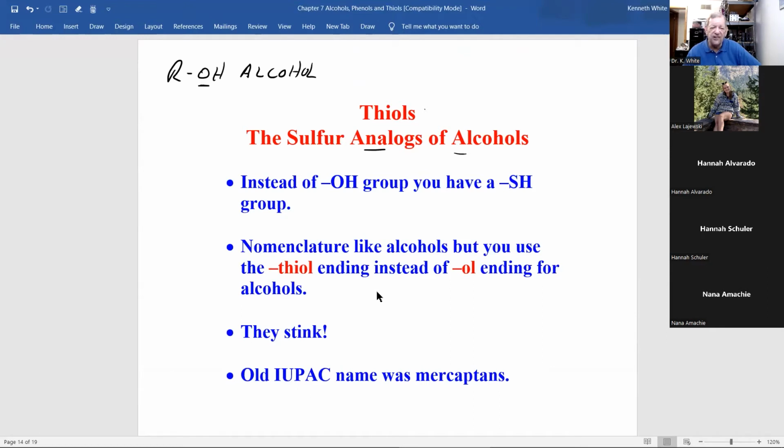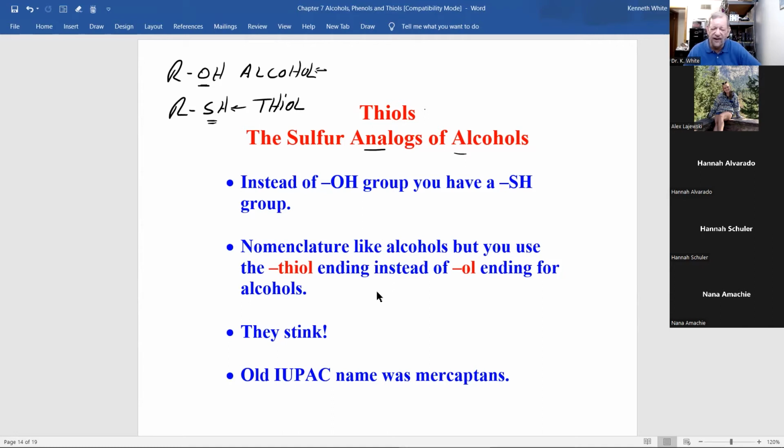If I replace the oxygen with a sulfur, it's like an alcohol, but instead of an oxygen, I have a sulfur. And in IUPAC nomenclature, thio means sulfur, but here you learned the ending for alcohols is OL, and someone decided at IUPAC, let's combine the two parts and call it a thiol.